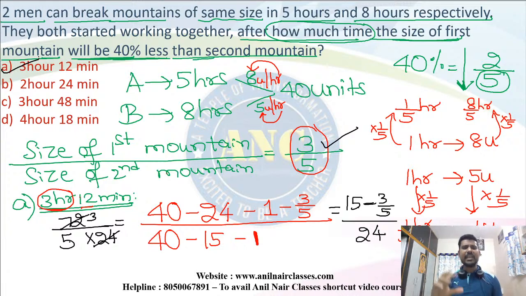Like that. In case you are not getting 3/5 in the first option, move on to the second option, move on to the third option. Like that, you should keep doing by answer option. I hope the clarity is very, very much there for you people.